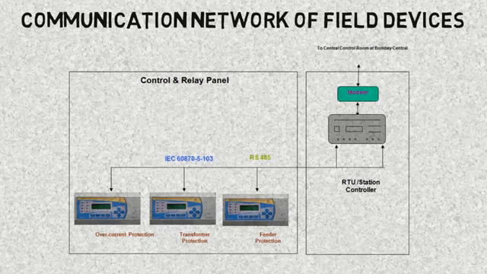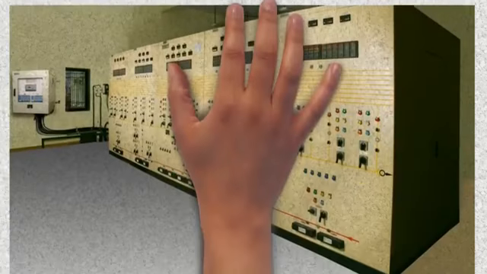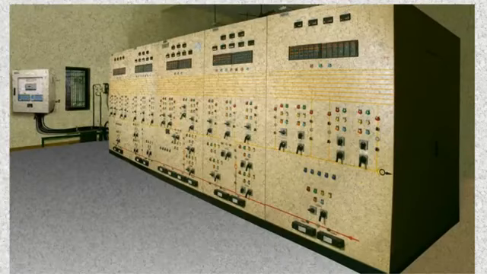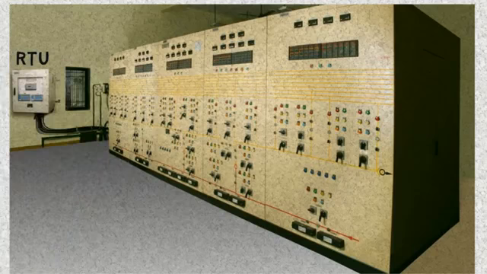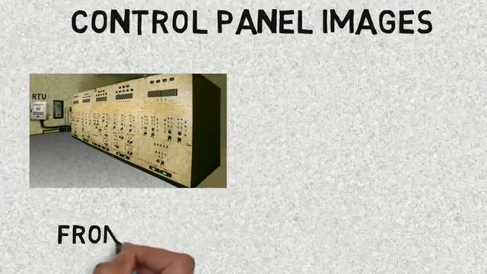Now let us have a look at the images of the control panel which is situated at Bombay Central. This is the front side of the control panel, and over there is the remote telemetry unit which is situated. And this is the back side of the control panel.